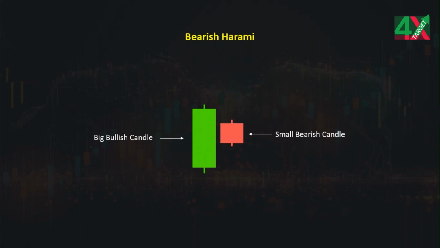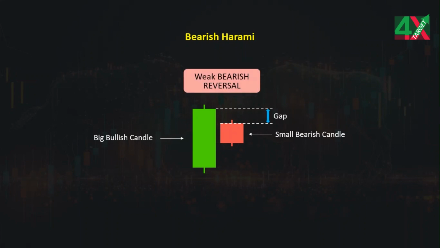Next is the bearish Harami pattern. Here, a large bullish candle is followed by a smaller bearish candle, which stays completely within the body of the first one. This pattern indicates a weak bearish reversal and growing hesitation among buyers. When the bearish Harami forms near a key resistance level, it suggests that buyer strength is beginning to weaken and that sellers may be gaining control. This makes it a potential early warning sign of a trend reversal from bullish to bearish.